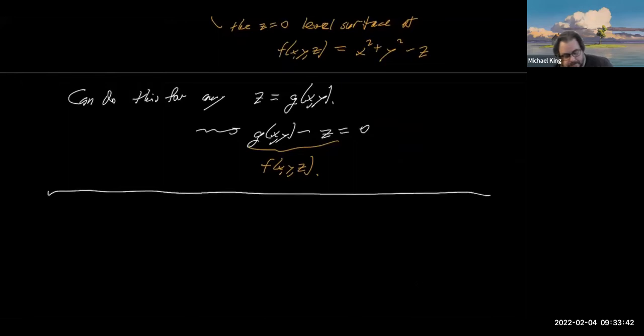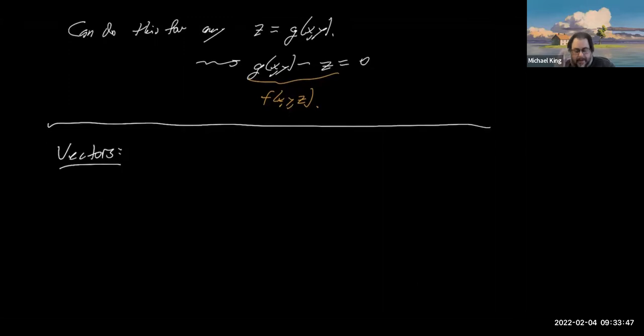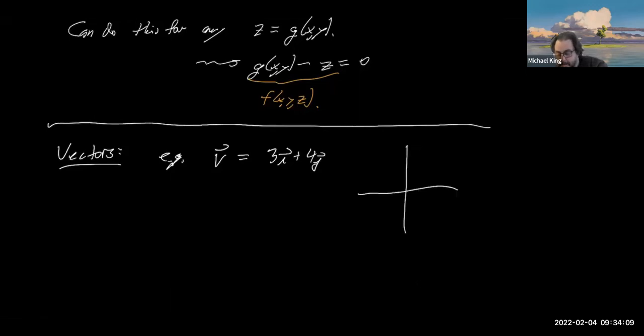So vectors. My favorite example, and I can't remember if I used it in the video, was something like 3i plus 4j. Right, so that's a vector. Remember i is the x direction, j is the y direction. So that is a vector in the plane, like over 3, up 4. So that's our v.